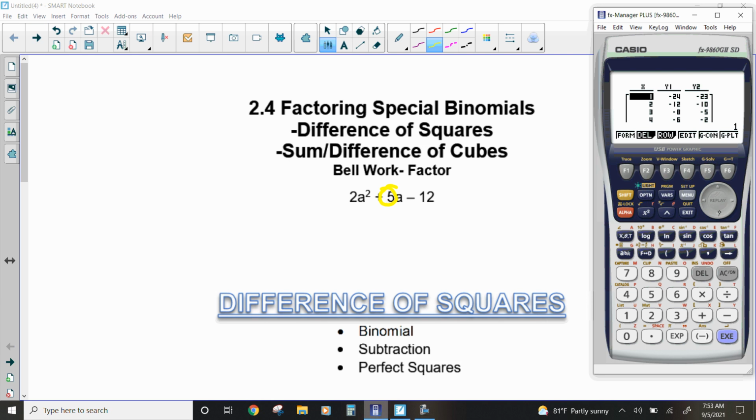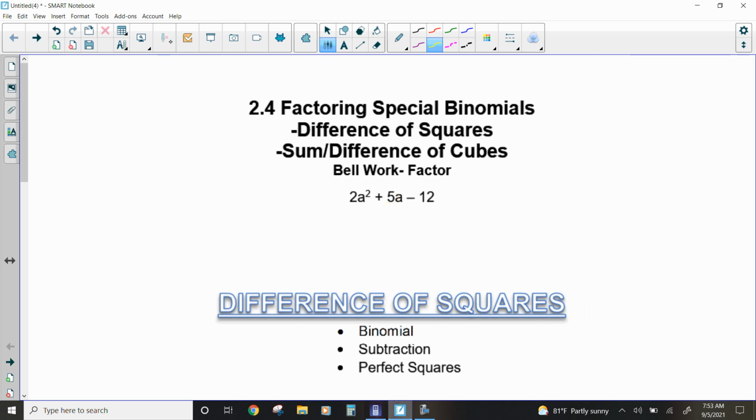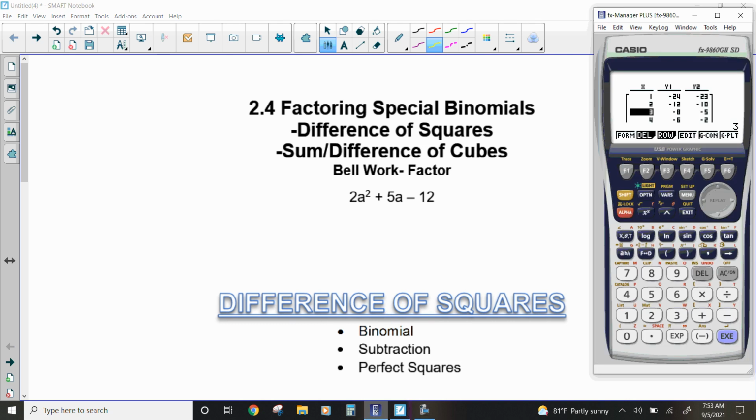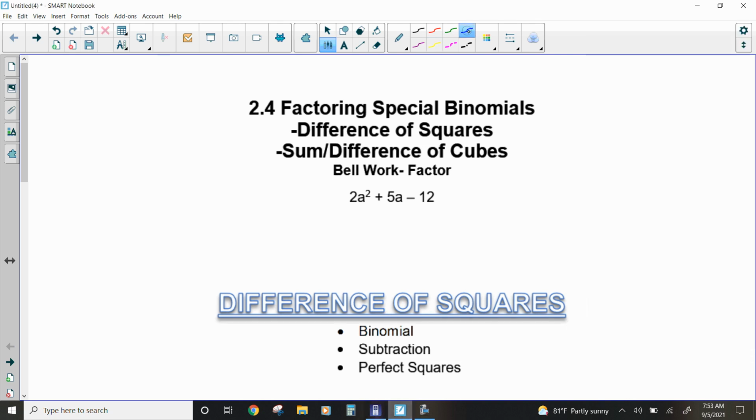Okay, so if I scroll down, you can see that this one right here, the 3 and the negative 8 makes a negative 5. Well, we needed a positive 5, so that just means we have to switch the signs. So instead of positive 3 and negative 8, we're going to be using negative 3 and positive 8. So I'm going to split this up into negative 3a and positive 8a. And then I'm going to drop down the 2a squared and the minus 12.